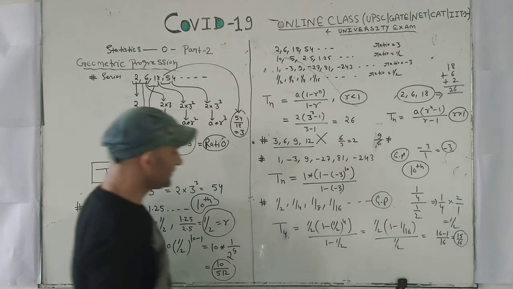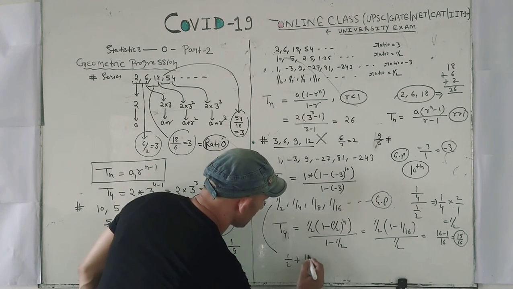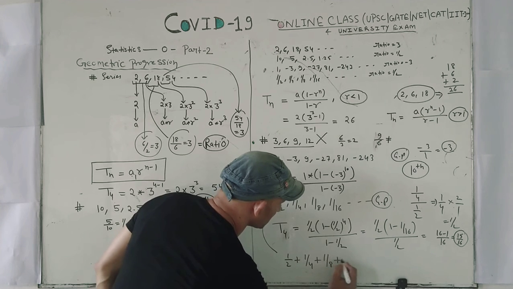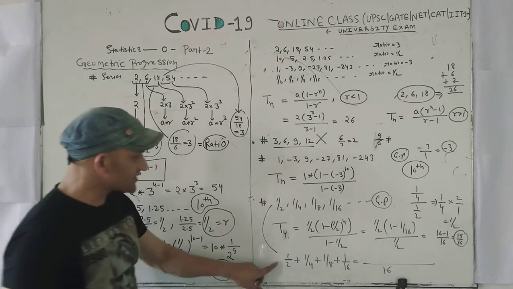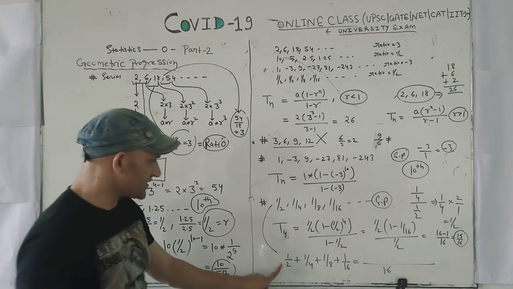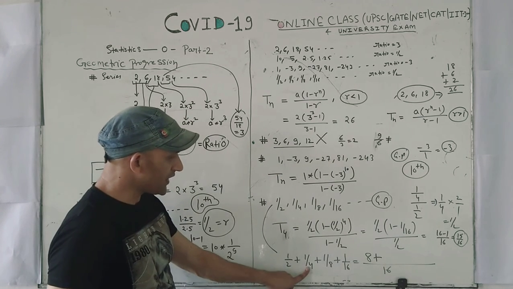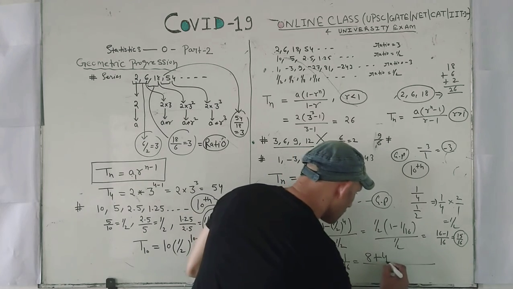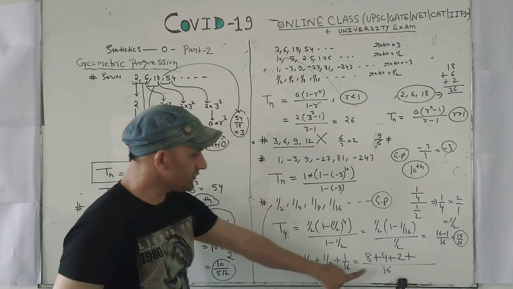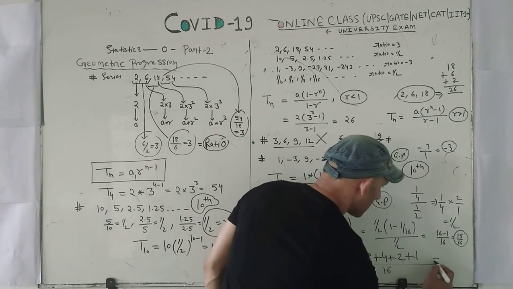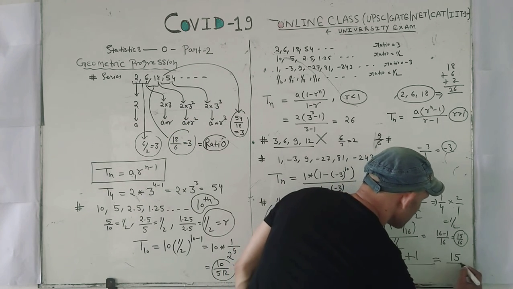Now we will check here. 1 upon 2 plus 1 upon 4 plus 1 upon 8 plus 1 upon 16. So your LCM is 16. Two eights are 16, plus four fours are 16, 4 plus 8 is 12, 12 plus 2 is 14, 14 plus 1 is 15. So 15 upon 16. It means that we are correct.